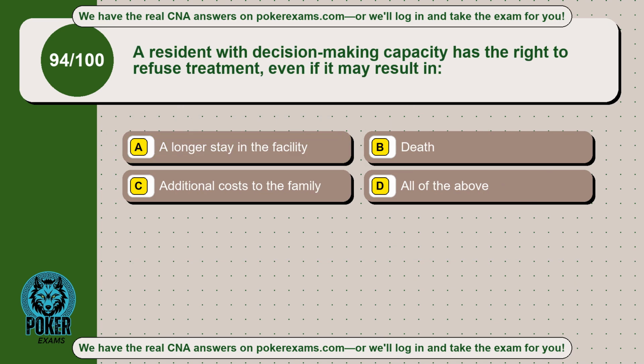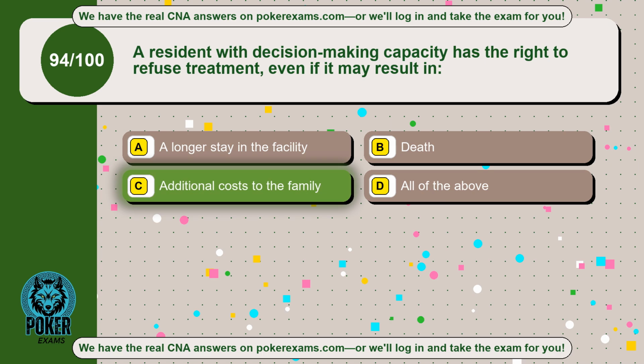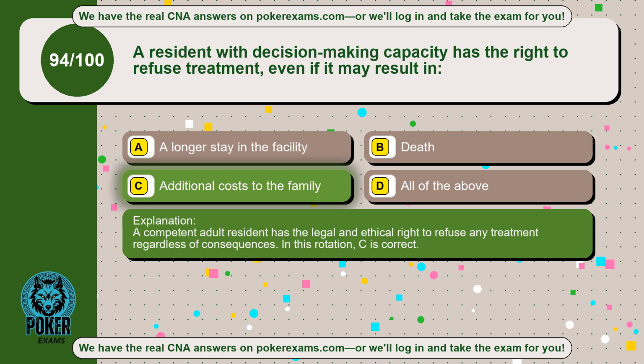Question 94. A resident with decision-making capacity has the right to refuse treatment, even if it may result in: Option A. A longer stay in the facility. Option B. Death. Option C. Additional costs to the family. Option D. All of the above. The correct answer is option C. Additional costs to the family. A competent adult resident has the legal and ethical right to refuse any treatment regardless of consequences. In this rotation, C is correct.